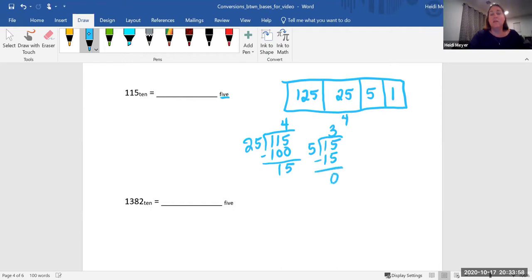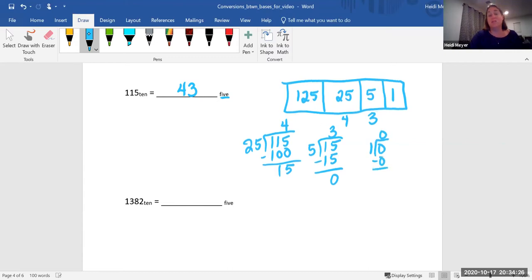Now, here's a mistake people sometimes make. They say, oh, there's no remainder left. I'm down to 0, so the answer is 4, 3. That is wrong, because if you write 4, 3, you're saying you have 4 5s and 3 1s, not 4 25s and 3 5s. You actually have to consider the 1's place, and I even go ahead and do the division process, even though it seems really obvious.